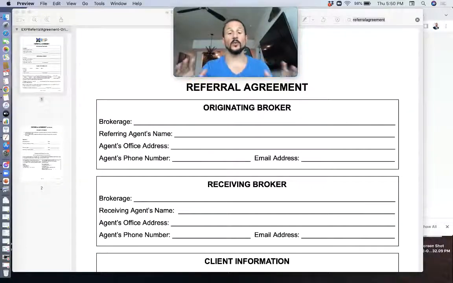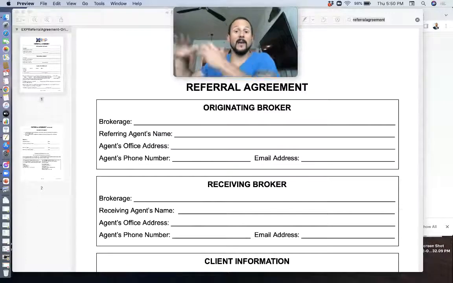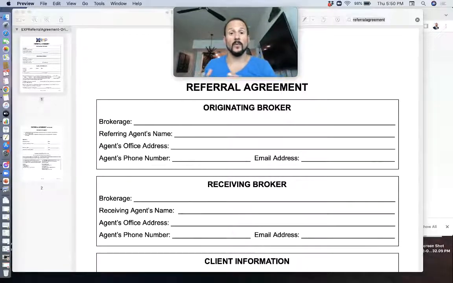Okay, so this is a quick tutorial on how to write a referral agreement. Whether you are referring a deal to another agent, so you are the originating broker and you're sending this to another agent somewhere else. For instance, if you have a buyer in California and you're in Florida and you're going to send it to another agent and receive a referral fee, you're the originating broker there.